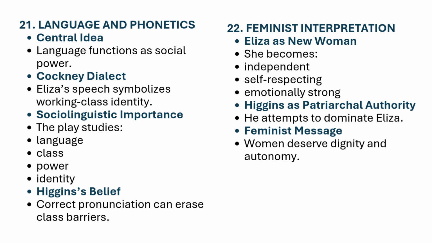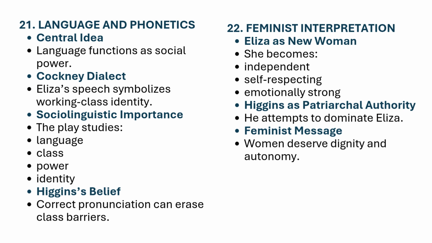The central idea of the play is that language functions as social power. In the society Shaw portrays, speech is not merely a tool of communication. It is a marker of class, status, education, and opportunity. People judge one another almost instantly based on accent and pronunciation. This is why Higgins believes phonetics is so important. He understands that language can determine how society treats an individual.